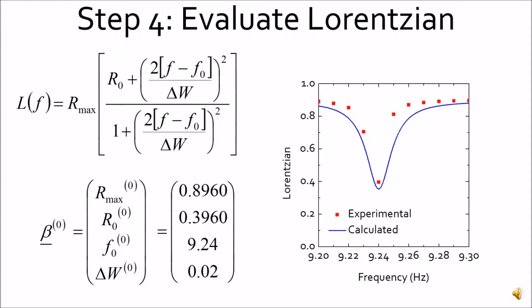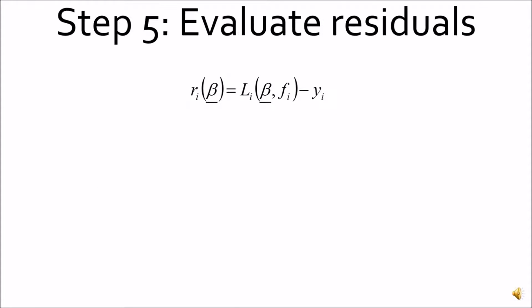It's going to take this calculated line shape, fit it to our experimental data as best it can, and then we're going to use these parameters for whatever reason we want to. Okay, so we've calculated the Lorentzian. Now we can calculate what's called the residual. So this is just the difference between the calculated values and our experimental values.